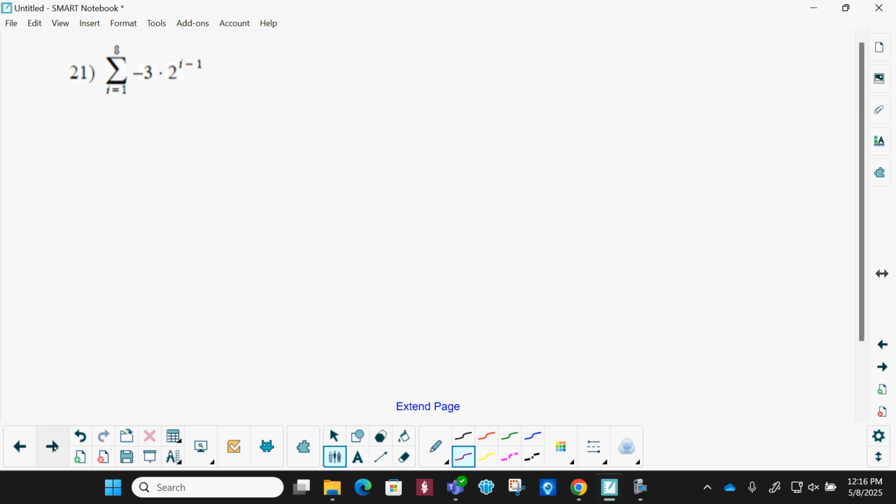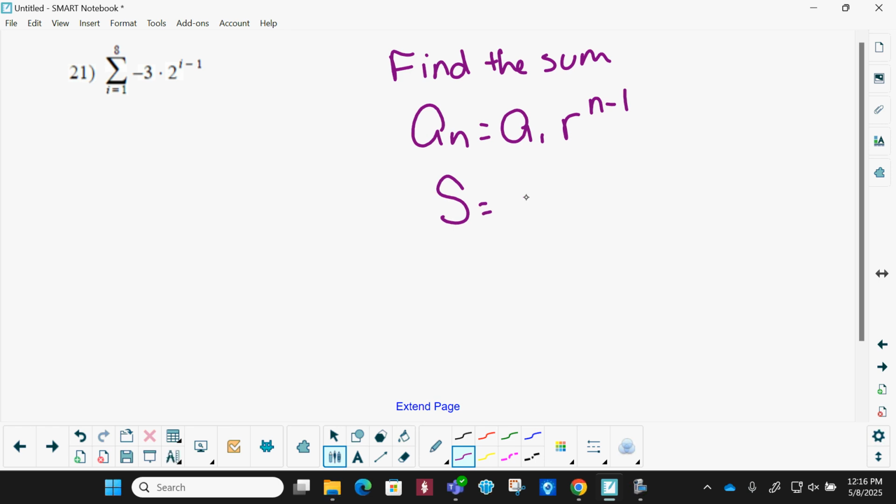This means find the sum. And it is geometric, so remember we have this cute little formula. The sum formula is A1 times R to the N minus 1 over R minus 1.